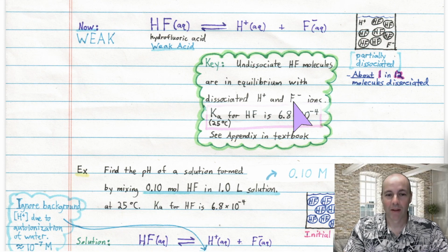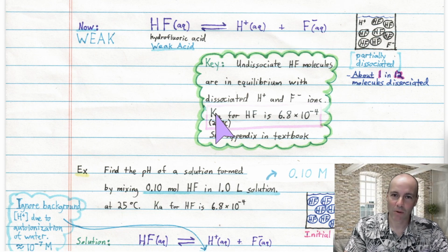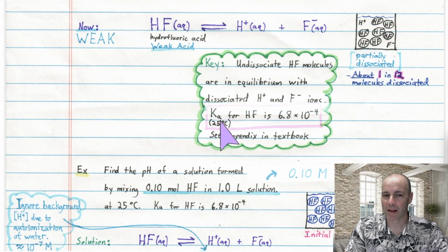And any equilibrium can be measured with the equilibrium constant. In other words, what's the ratio of product versus reactant? That's what the equilibrium constant tells you. And the equilibrium constant for this chemical equation at 25 degrees is 6.8 times 10 to the minus 4. When you're dealing with weak acids, the equilibrium constants get the subscript A for acid. So it's 6.8 times 10 to the minus 4.